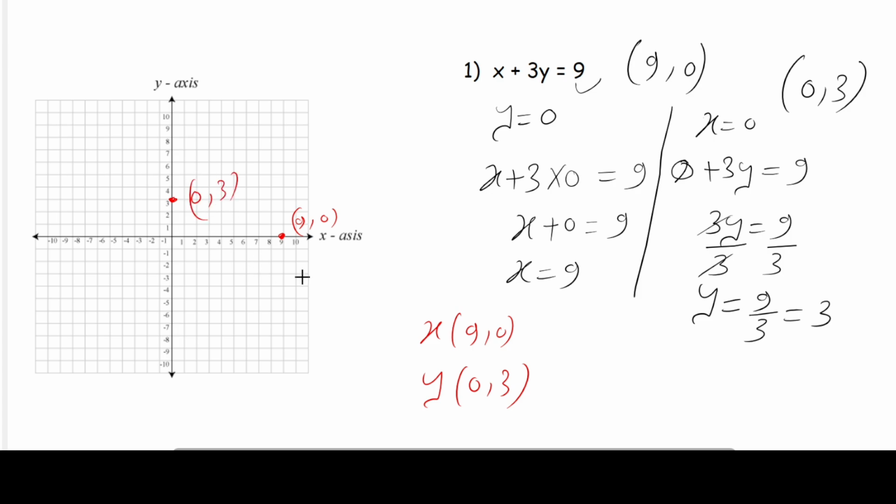Now join these 2 points with a straight line. So here are the 2 points which I plotted in the graph, and joining these we form a line. So here is our solution, a line. And now moving to the next problem.